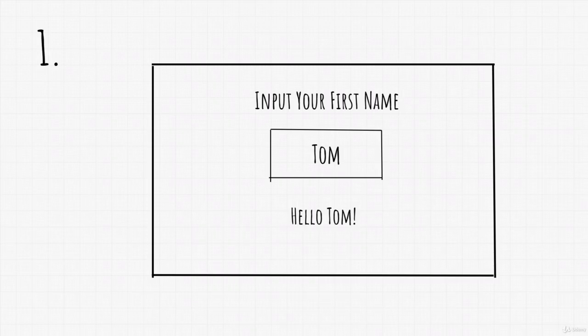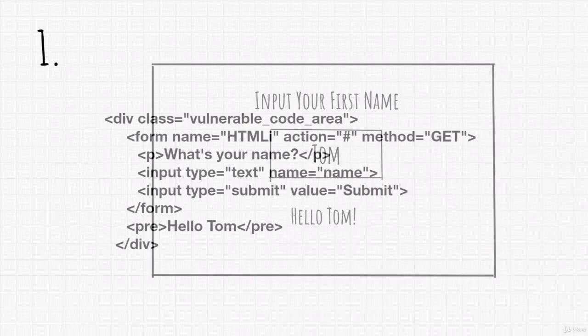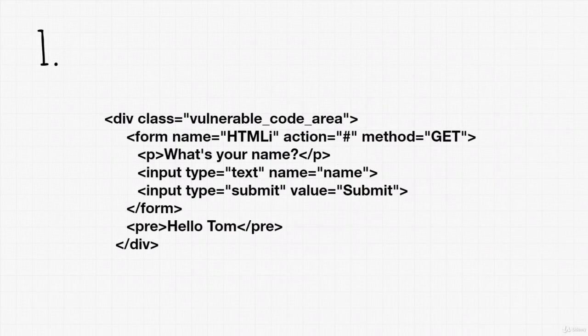So the code could look something like this. We have a form, where we submit our name, and after the form it will output hello and then whatever we wrote inside of our input field. In our code example, our name is reflected here. But the key part of our code is Tom. That is what we have control of.